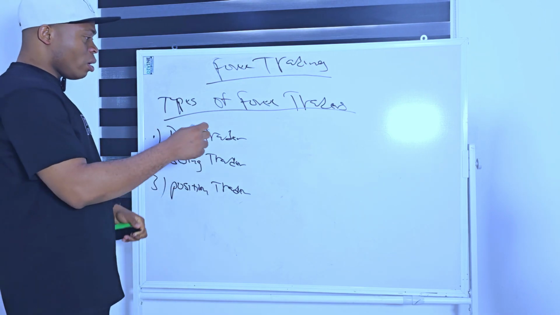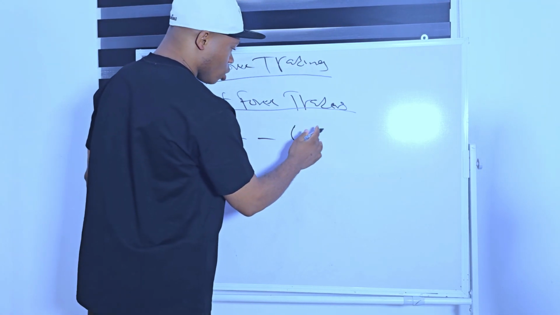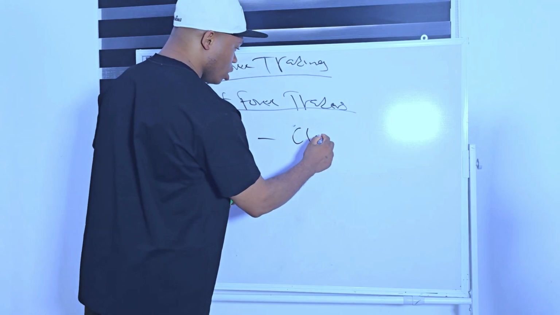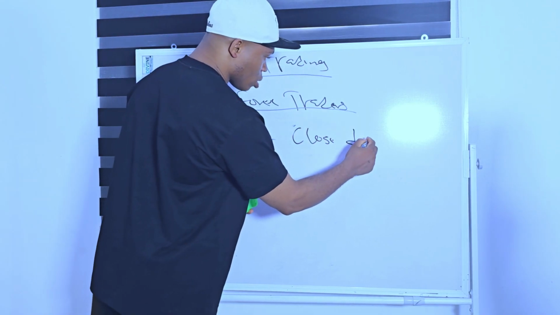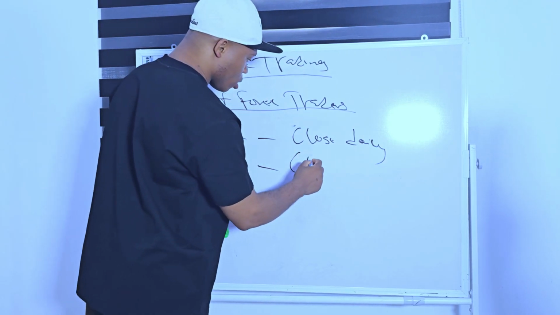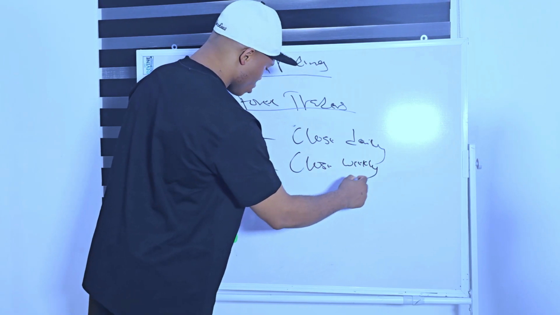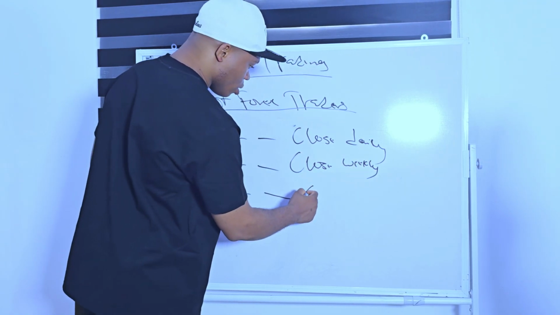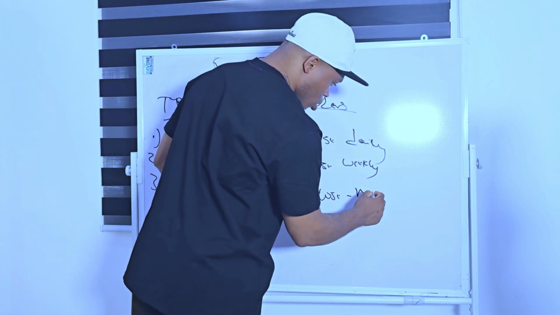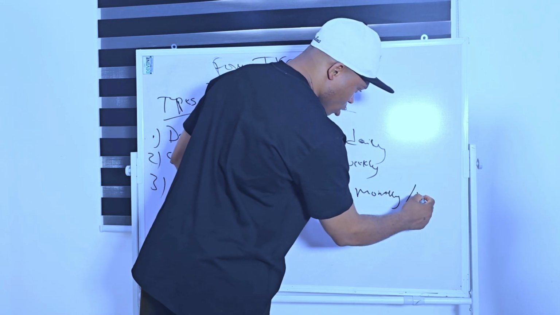Now let me break it down. These people close trades within a day; let's say they close trades daily. These people, let me say, close trades weekly. And these people close trades monthly or yearly.